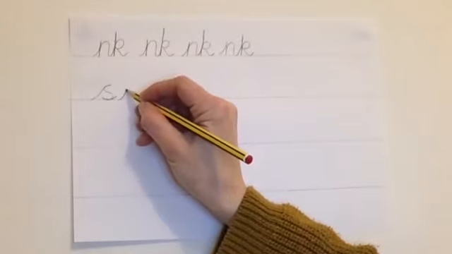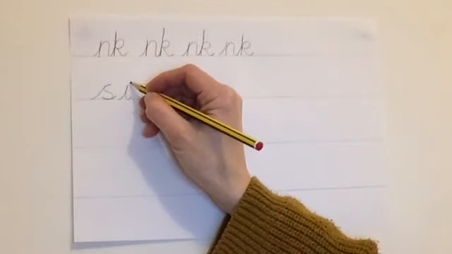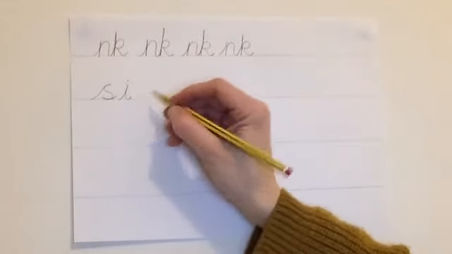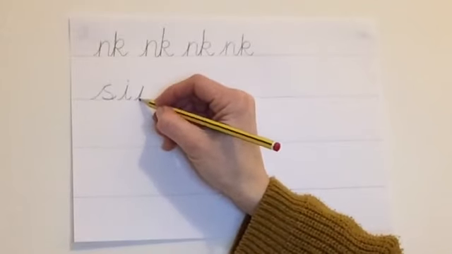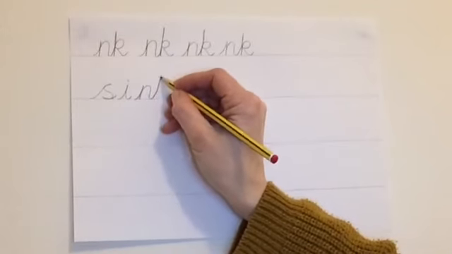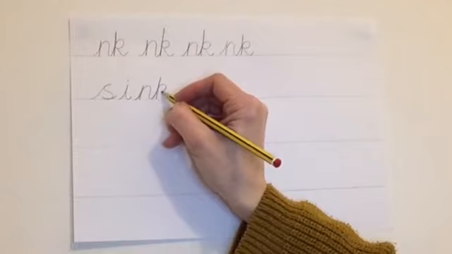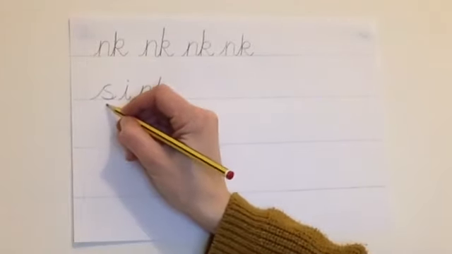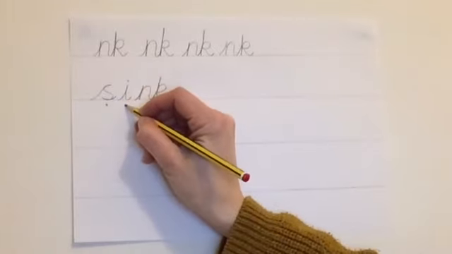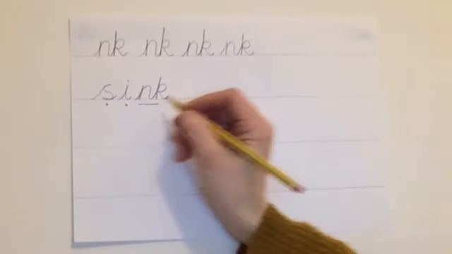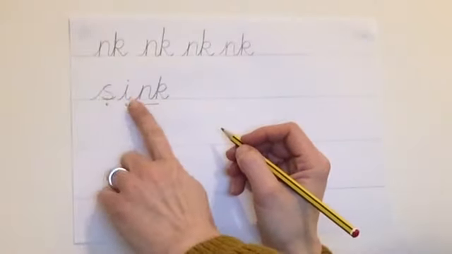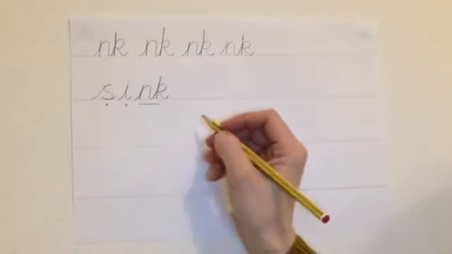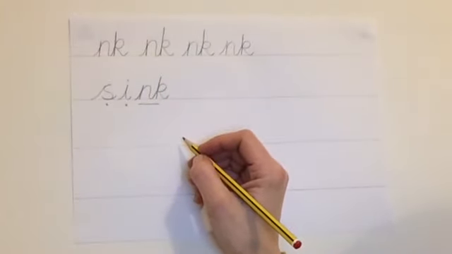So I'm going to sweep up the insect, down his body, and a dot for his head. And then add on unk, s-i-unk. There we go. S-i-unk. Add on my sound buttons, s-i-unk. Let's see if they work. S-i-unk, sink.